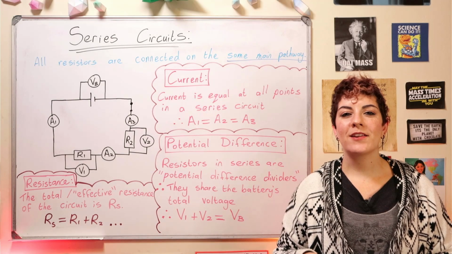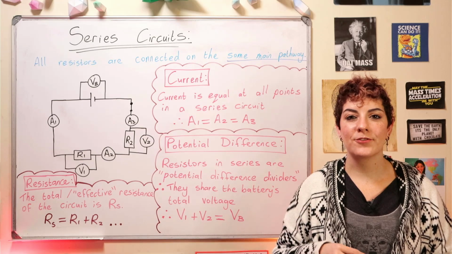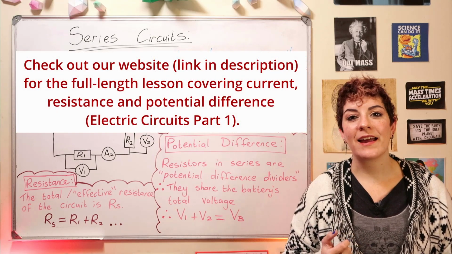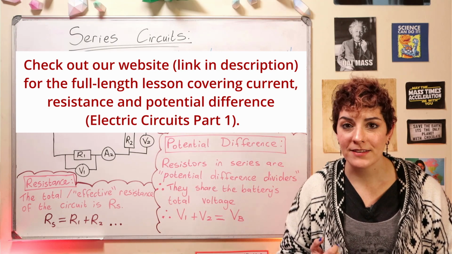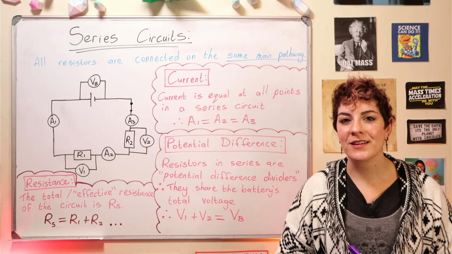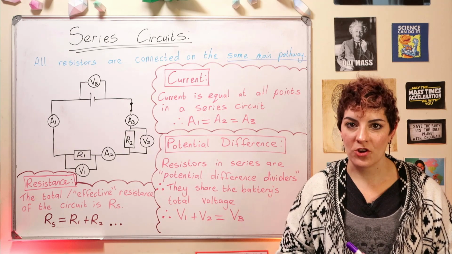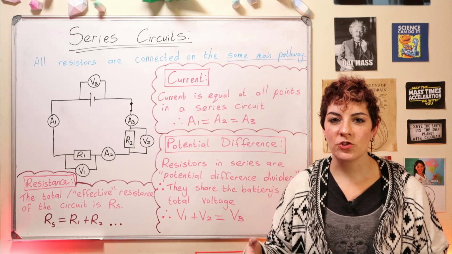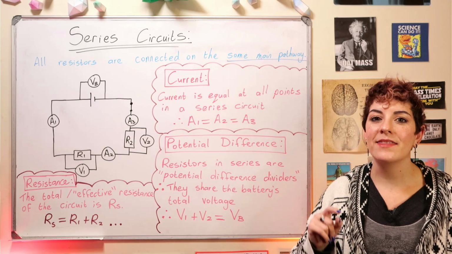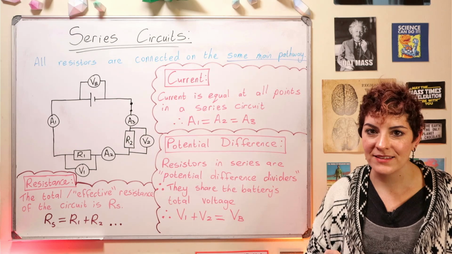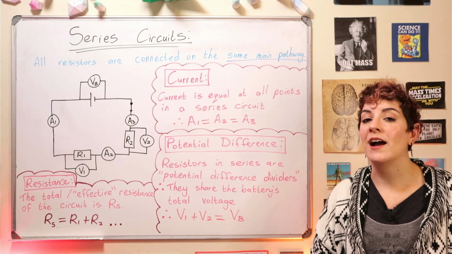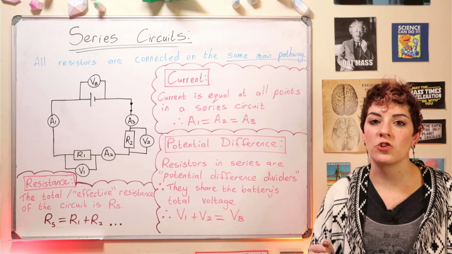Right, so now that we've had a look at current, potential difference, and resistance in detail, now we want to have a look at how these three variables are affected by whether we have a series circuit, a parallel circuit, or even a combination circuit. Now, what makes a circuit a series, parallel, or combination circuit is the way that the resistors are connected. So it's the connection of resistors that makes the circuit either a series or parallel circuit.